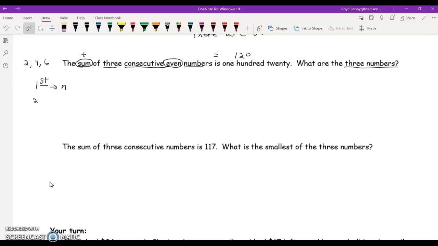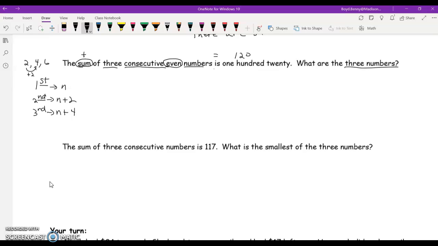For your second number, you have to ask yourself, how do I go from one even number to the next even number? Well, I have to add 2 to the previous number. Since my previous number was n, the second number would be n plus 2. To get to my third number, I would add 2 to the previous number, so that would be n plus 2 plus another 2. Well, 2 plus 2 is 4, so that's really just n plus 4.